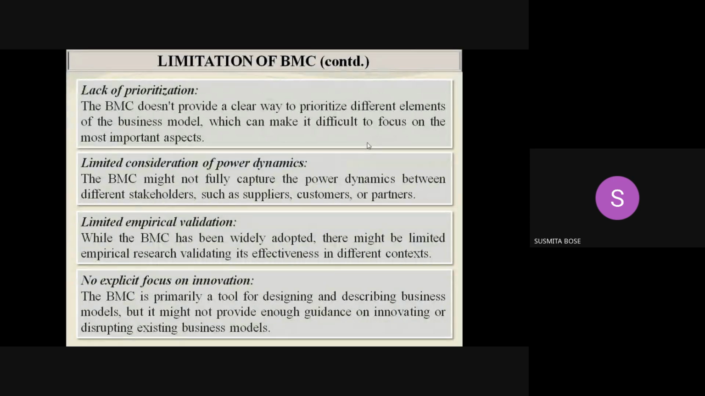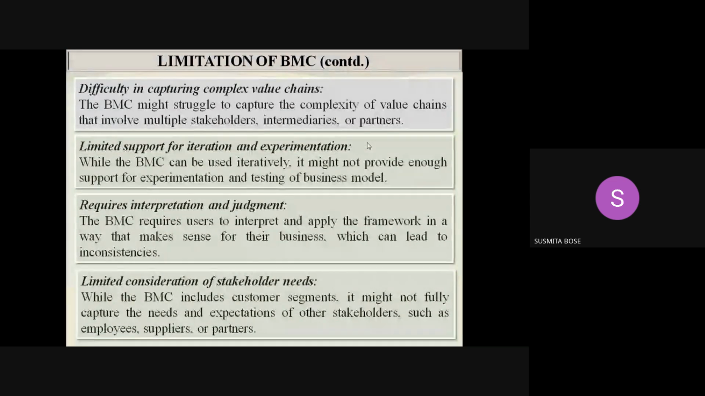BMC might not fully capture the power dynamics. BMC has been widely adopted, but there might be limited empirical research validating its effectiveness in different contexts. So many limitations are there. Like, while it includes customer segments, it might not fully capture the needs and expectations of other stakeholders such as employees, suppliers, or partners.